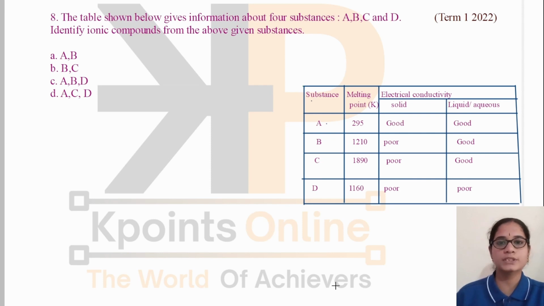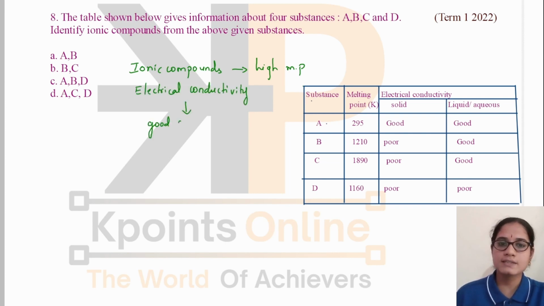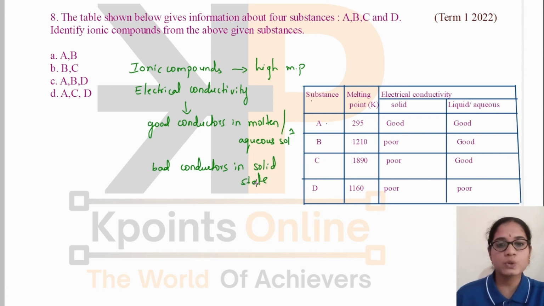The next question. The table shown below gives information about four substances A, B, C and D. Identify ionic compounds from the given substances. Okay, observe this table properly. They have given the melting point of the substances and electrical conductivity in solid state and liquid or aqueous state as well. Now we have to identify ionic compounds based on the data given. We know that ionic compounds have a high melting point. We have to check for this property. And about electrical conductivity, they are good conductors in molten or aqueous solution, but they are bad conductors in solid state. So we should know the properties of ionic substances so that we can easily solve this question. By using these properties, we can easily solve the question here.